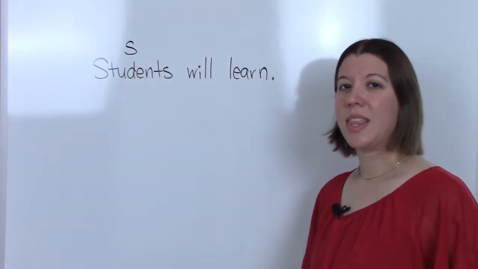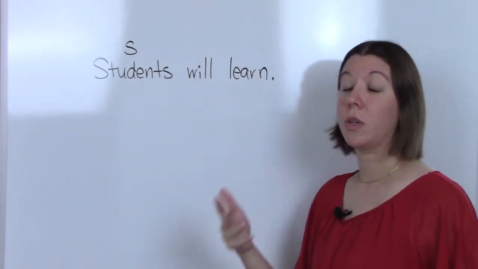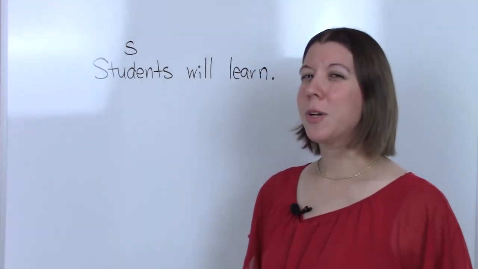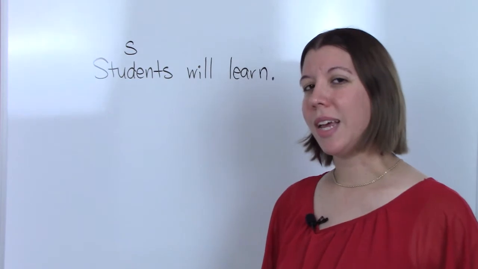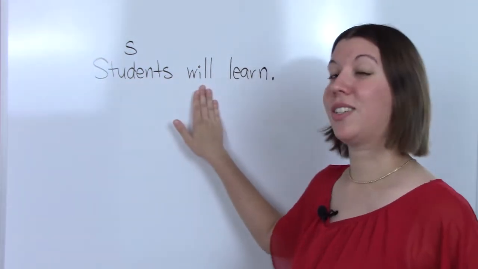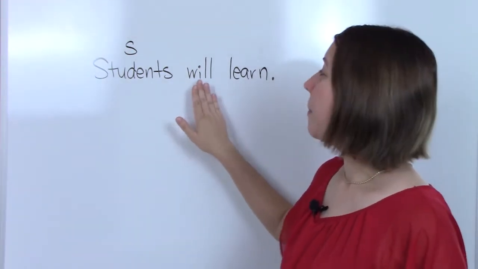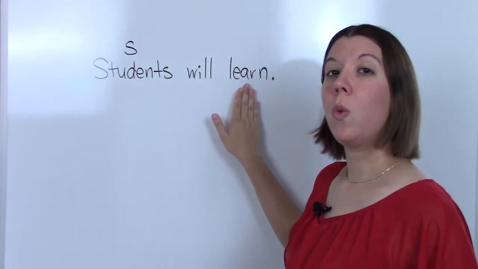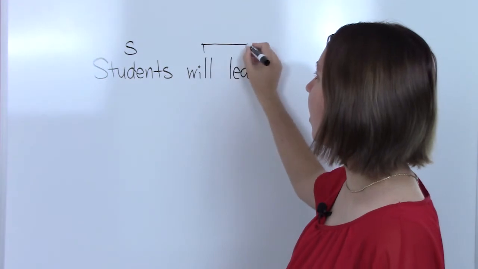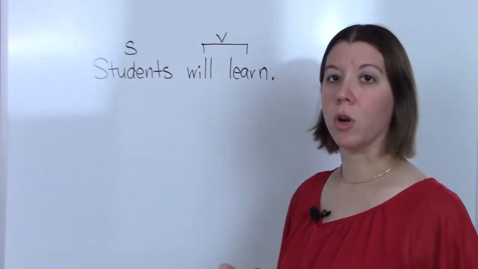Now, you're looking at this, and if you're thinking, what are the students doing? Well, they're learning, right? So here's my verb. But here's the thing. Verbs are tricky. Sometimes a verb will have a helping verb with it, or in this case, this is called a modal auxiliary verb. Very fancy term, right? Modal auxiliary verbs go with the main verb. So both of these, will learn, both of those are considered the verb.